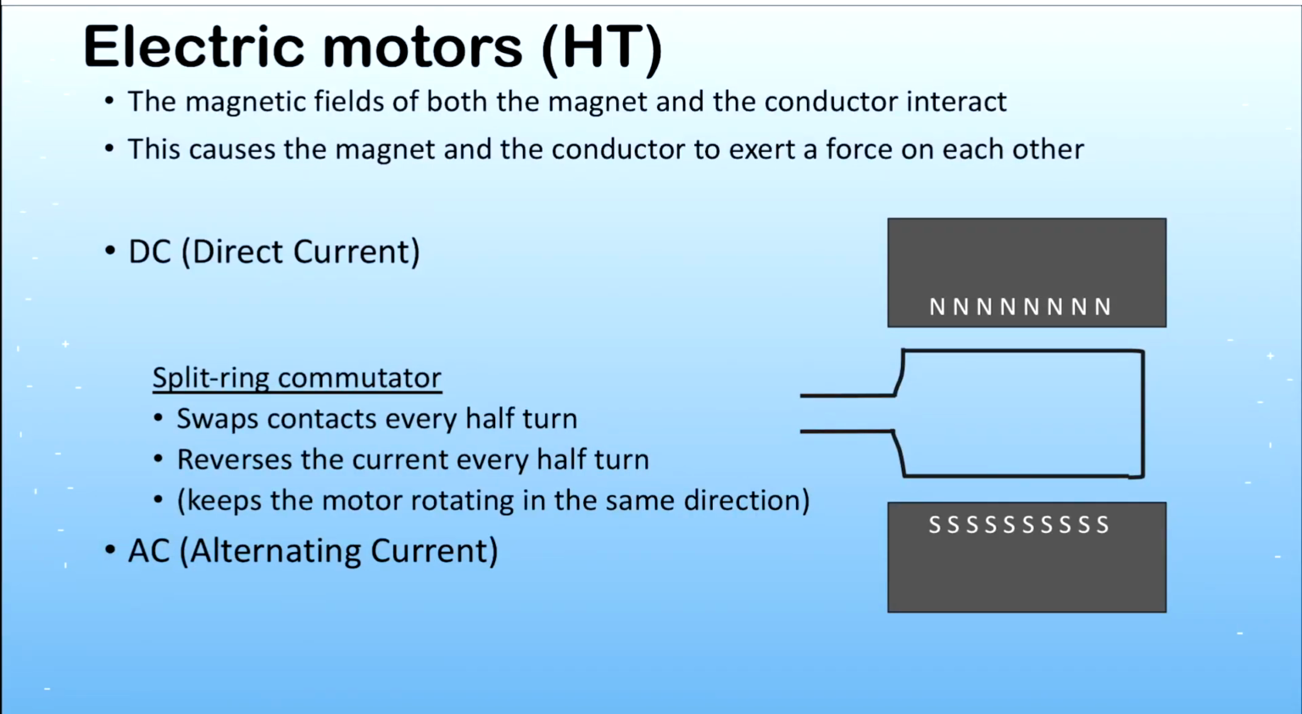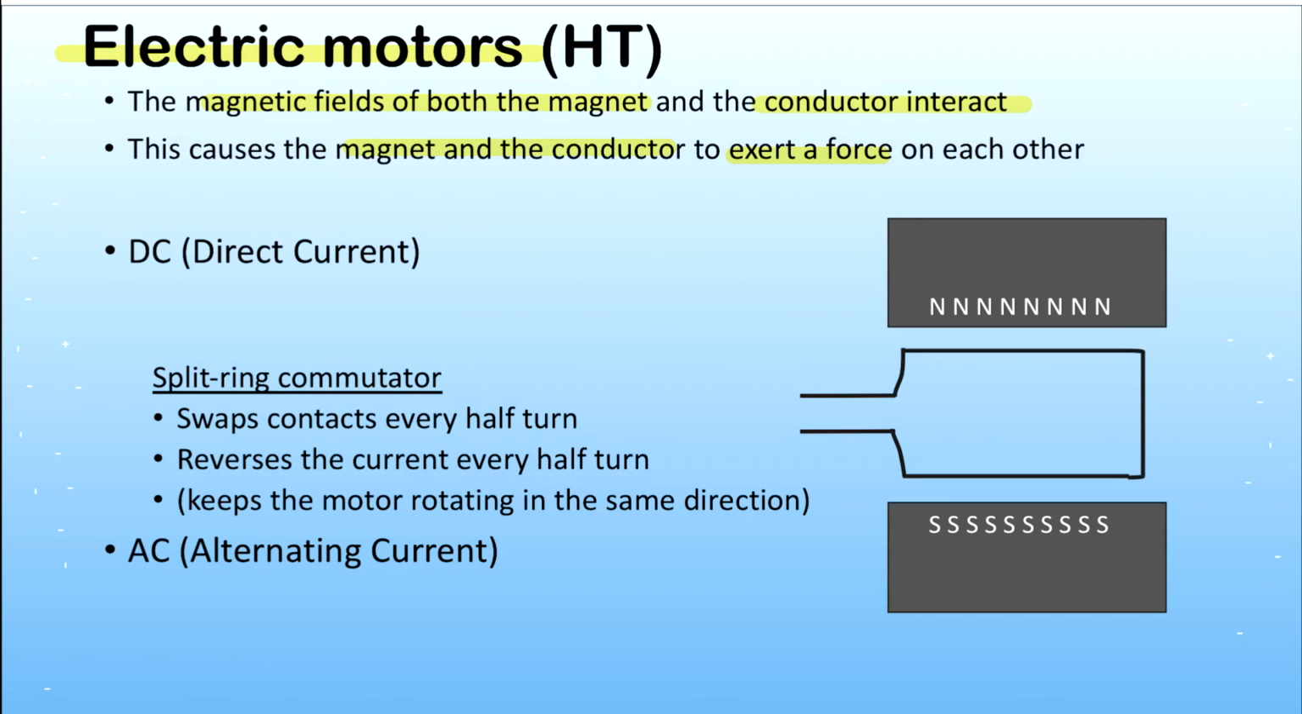Okay, so we're going to look at some uses of the motor effect, and the first is, quite logically, an electric motor. And electric motors work on the principle that we just considered, so the idea that the magnetic fields of both the magnet and the conductor, the wire, interact. And that interaction causes the magnet and the conductor to exert a force on each other.